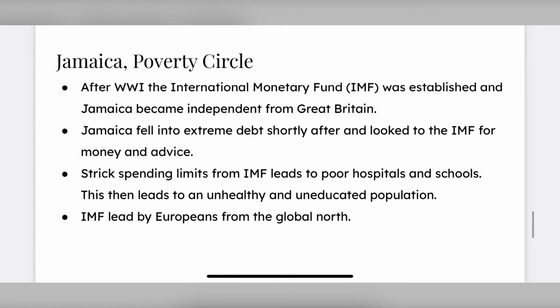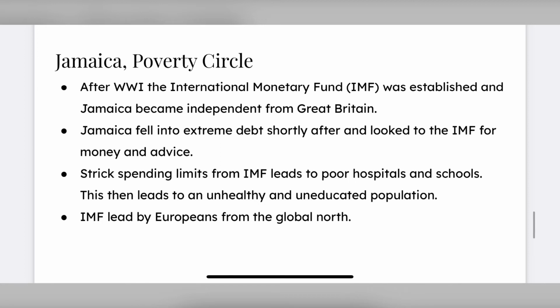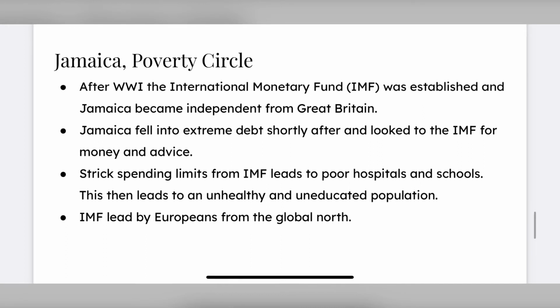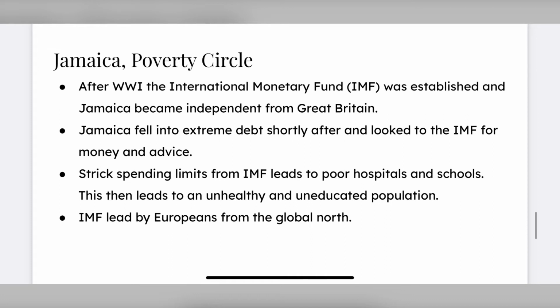The strict spending limits that they gave them led to them not being able to support building hospitals and schools. Because they were uneducated and had poor health, that creates a young population that is uneducated. And because of the uneducated population, they can't teach their children. And then their children can't teach their children. And then they have a high death rate.